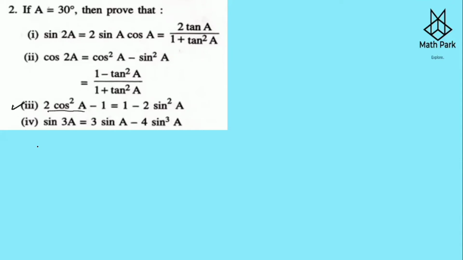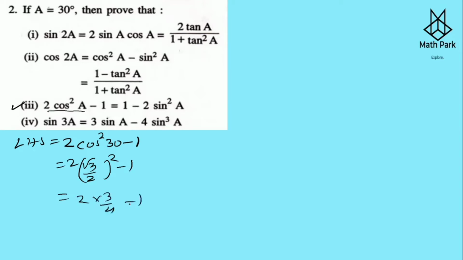The third question, we just have two parts. So we can just take LHS and RHS. The LHS of this question is 2 cos square A minus 1. So 2 cos square 30 minus 1. Cos 30 is root 3 by 2, so root 3 by 2 squared, minus 1, which is equal to 2 times 3 by 4 minus 1.